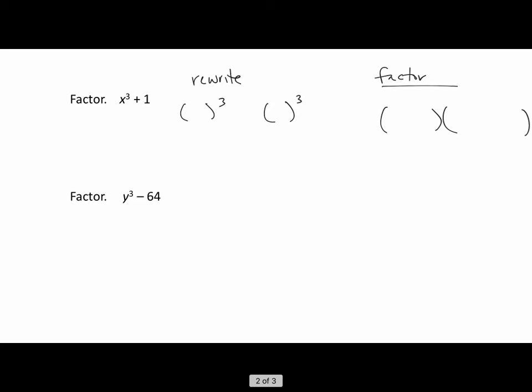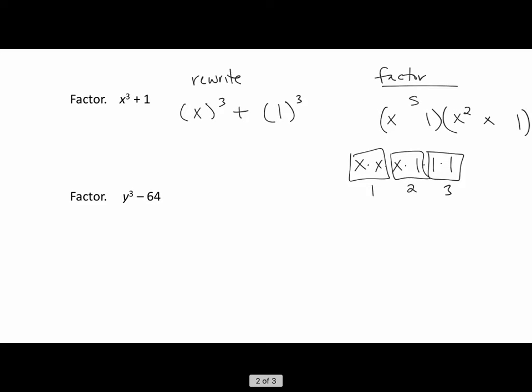So, for the first example, we have x cubed plus 1 cubed. Those are the perfect cubes. So the first factor will be an x and a 1. For the second factor, I'm going to write three factors of each and pair them up by 2. So the first term will be x times x, that's x squared. Second term, x times 1 is x. And the third term, 1 times 1 is 1. Then I'm going to put the soap in. So the same sign, this is a positive. Opposite is negative, and the last is always positive.